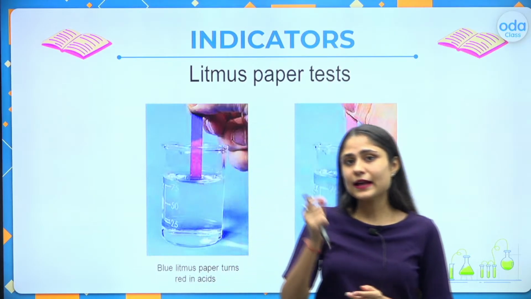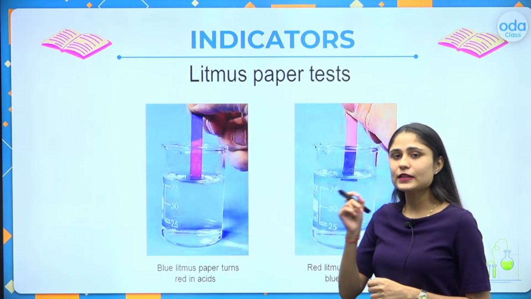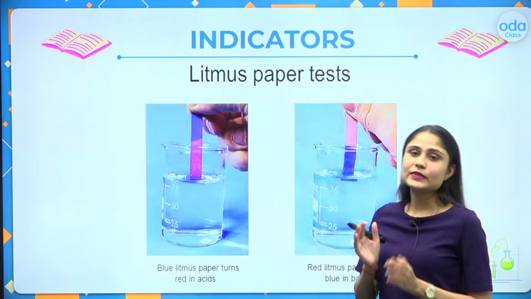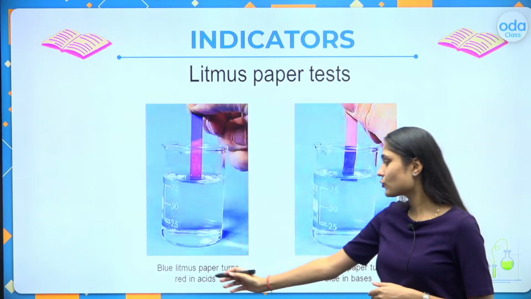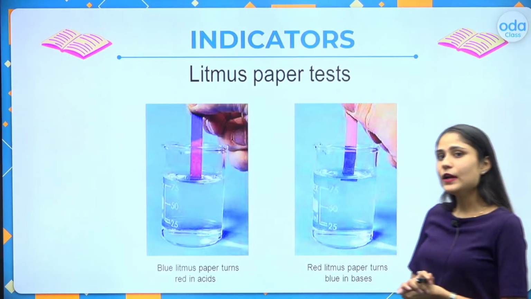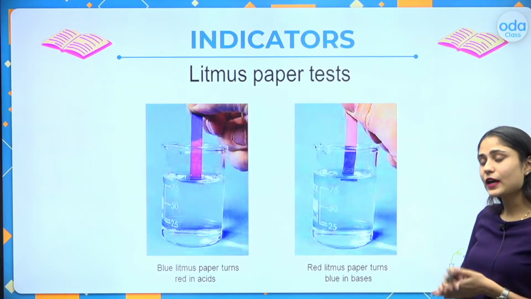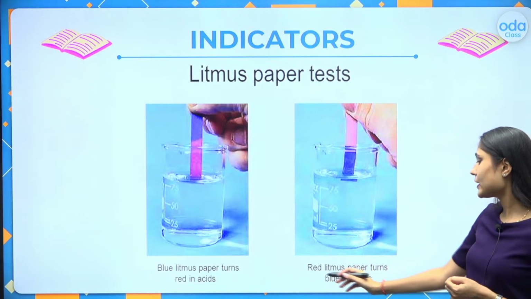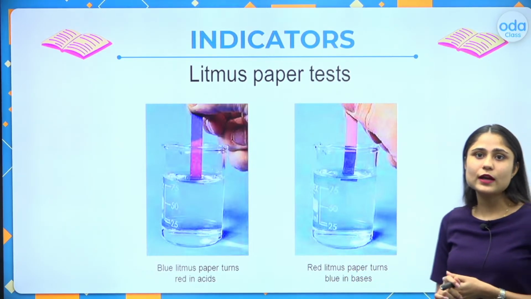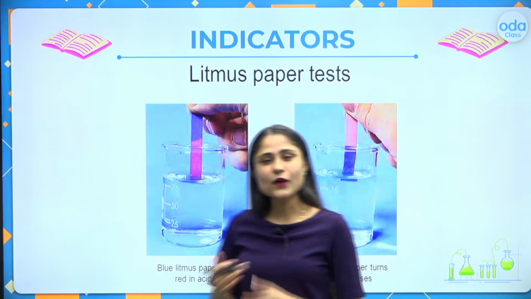When we add acid to litmus, or when a litmus paper is added into an acid, it will turn red in color. If it is already red, then there will be no change. However, when we add litmus to a base, the color change will be from red to blue. If it is already blue, then there will be no color change, right? Now let us move further.